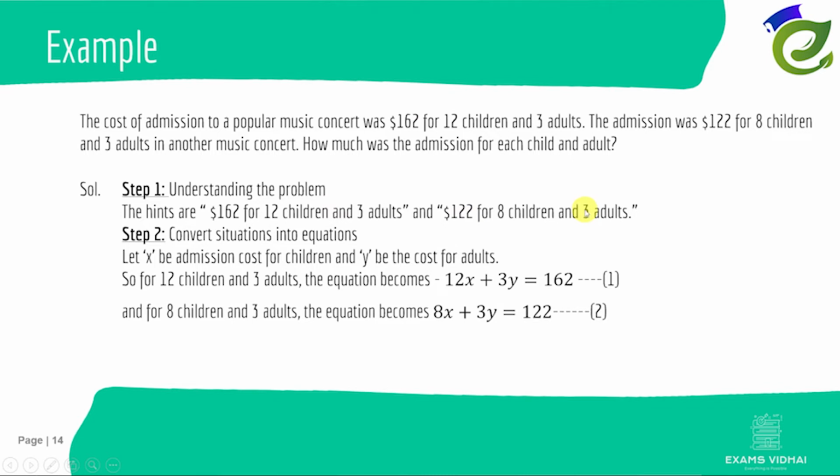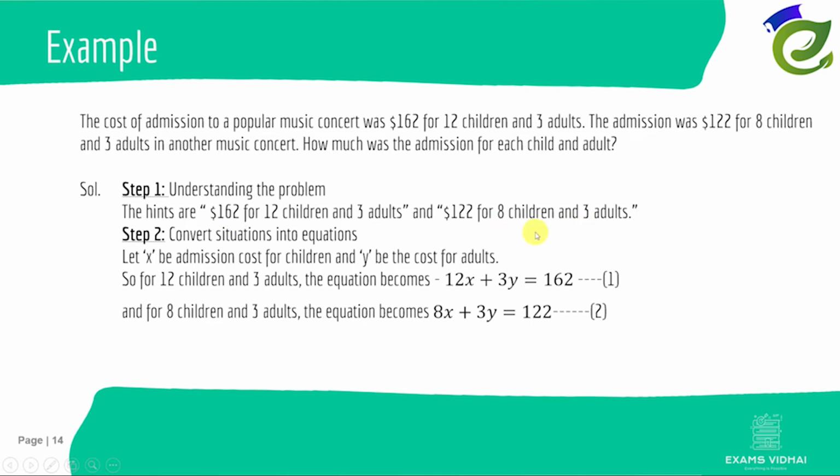Now if we convert this into equations, I'm going to assume the admission cost for children is x and the cost for adults is y, because that's what we are going to find. That is the unknown, so that becomes a variable for us. For the first one, they gave 12 children, each child's admission cost is x. So for 12 children, it becomes 12x. And for 3 adults, it's 3y. So 12x plus 3y becomes 162.